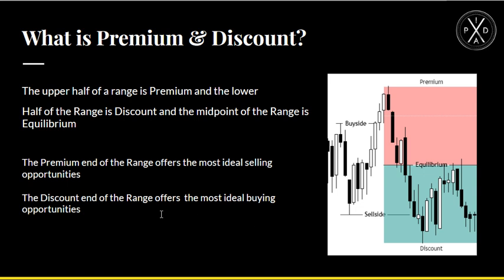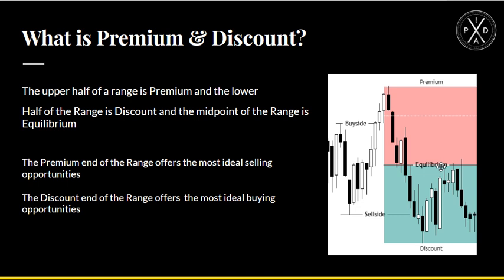So that's pretty self-explanatory. If you were wanting to buy something, you would want to buy something at a cheaper price. That way you can make more money on the way up. And then inversely, when you're selling something, you want to sell something at the most premium price. That way you can make more money on the way down. So that's why the most ideal selling opportunities happen at premium, and then the most ideal buying opportunities happen at a discount. And the second best buying opportunities will happen at equilibrium, and then the second best selling opportunities will happen at equilibrium as well.